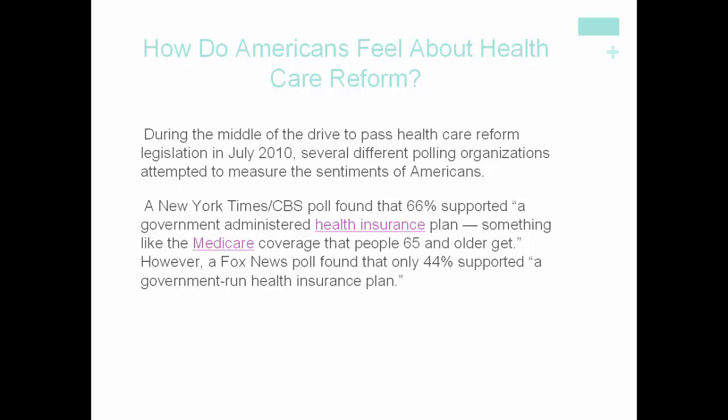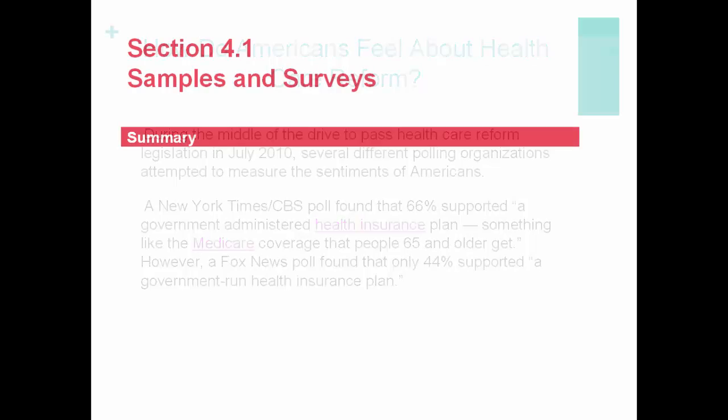During the middle of the drive to pass healthcare reform legislation in July of 2010, several different polling organizations attempted to measure the sentiments of Americans. A New York Times CBS poll found 66% supported a government-administered health insurance plan, something like the Medicare coverage that people 65 and older get. However, a Fox News poll found only 44% supported a government-run health insurance plan.